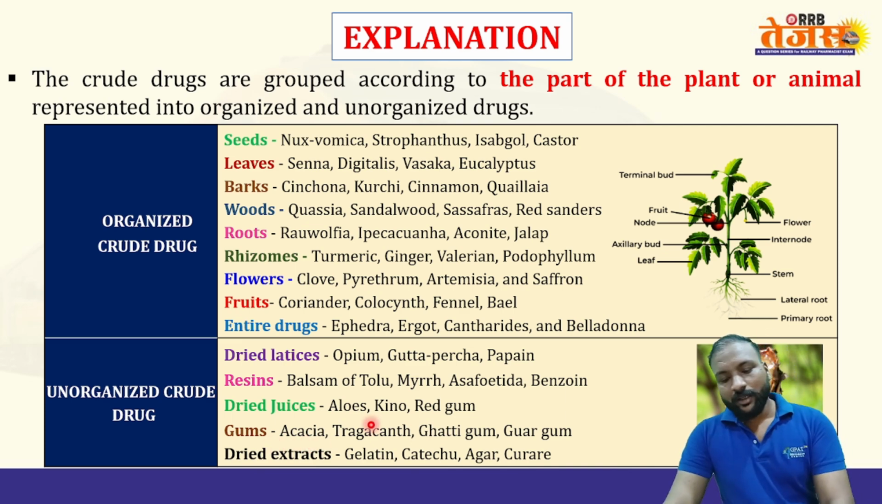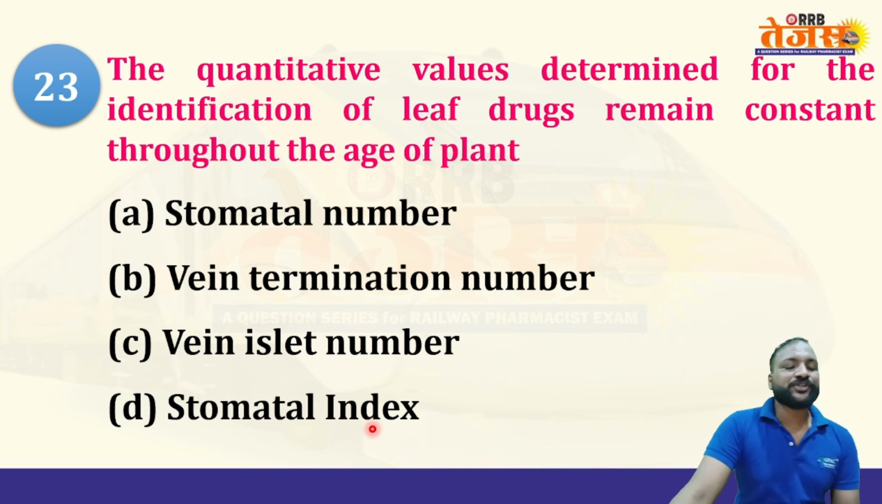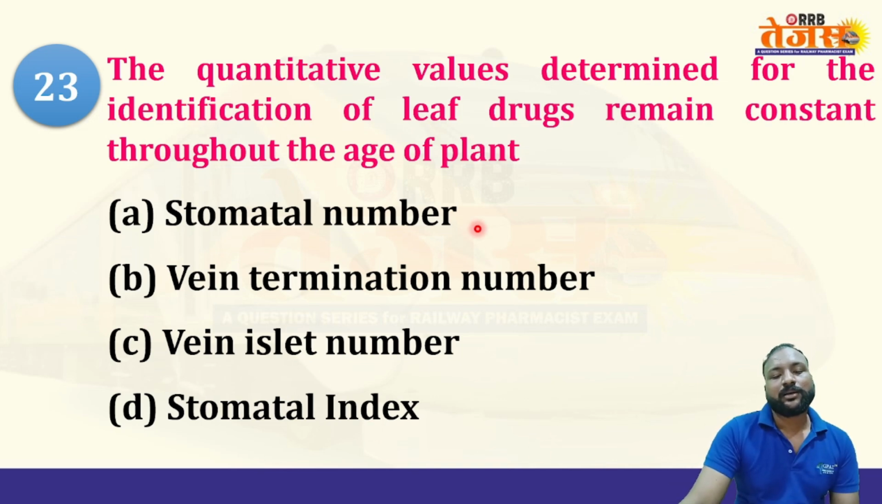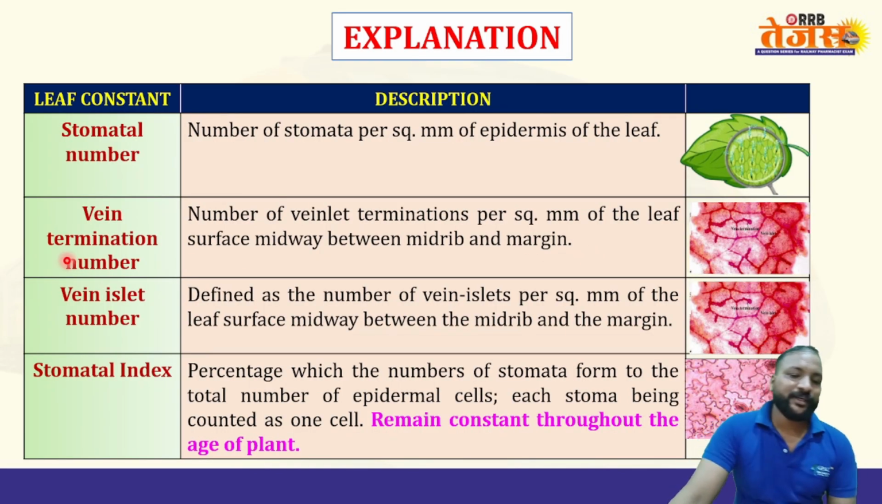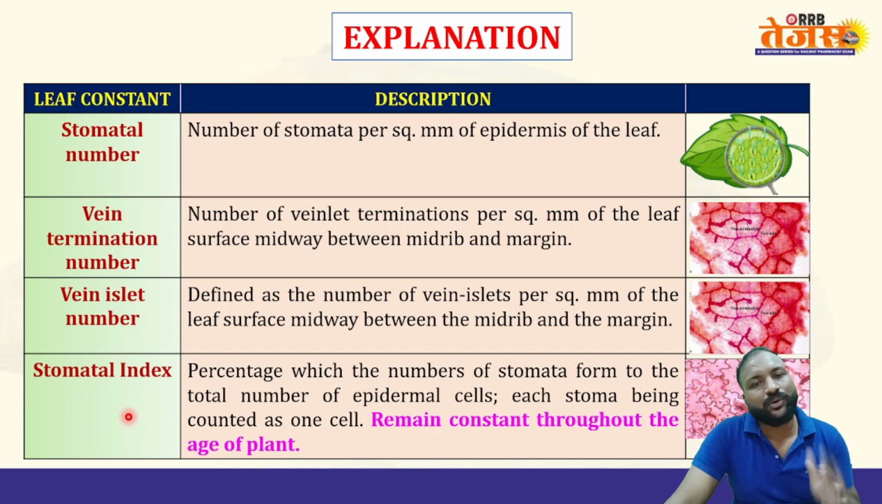Gum. So next question in the series, the 23rd question: the quantitative values determined for the identification of leaf drugs remain constant throughout the age of the plant. So what will be the right answer here? Stomatal index. Here, among the leaf constants, the stomatal index is the only one that remains constant throughout the age of the plant.